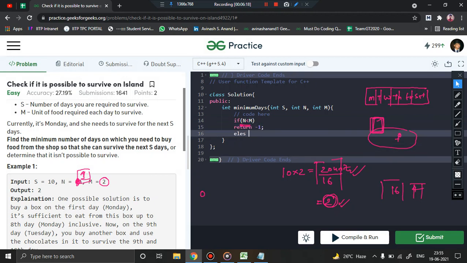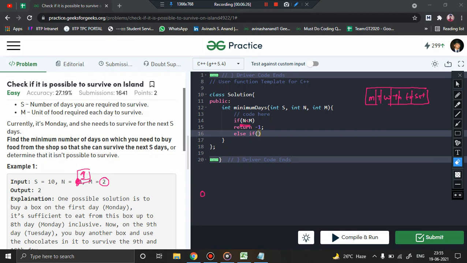And one more condition, what should that be? Else if you see, today is Monday, right? Today is Monday, as they have said. Now we know that Monday, Tuesday, Wednesday, Thursday, Friday, Saturday are open and Sunday will be closed, right? So the food in these 6 days should be enough to help her live these 7 days.